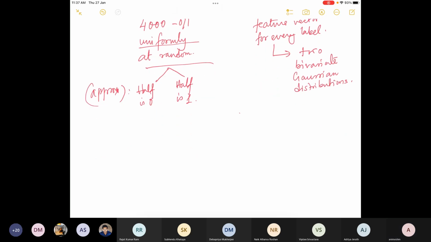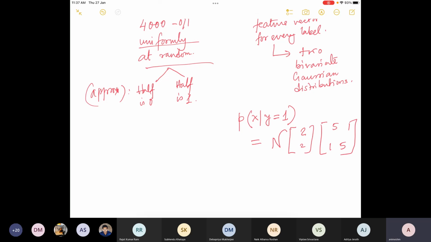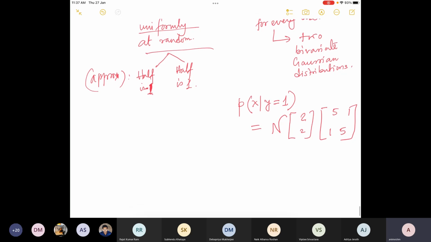So P(x | y = 1) is... okay. Let us call it -1 and 1 for the sake of better clarity. Half of the labels are -1 and the other half are +1. Okay, so this is the first one, and the second one.